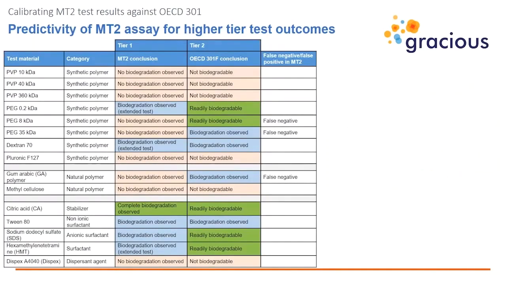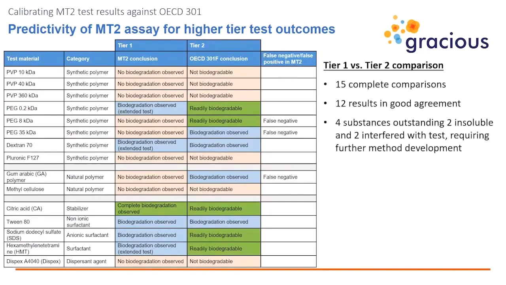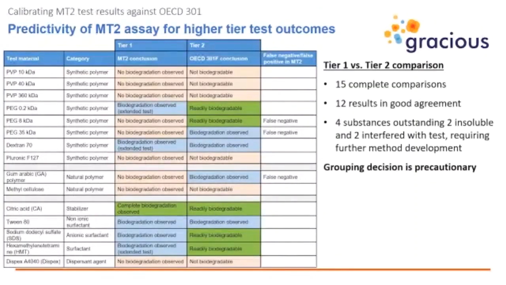So here is a summary of the results that we have so far, comparing between our tier 1 test in the left-hand column and our tier 2 test, which is the OECD test, in the right-hand column. To summarise, we have 15 complete comparisons to date, and 12 of these results are in good agreement. For 4 substances, we have outstanding data. 2 of these were insoluble, and so weren't suitable for the MT2 assay, and 2 interfered with the test, thus requiring further method development. However, of the data that we have so far, it does indicate that the MT2 assay does deliver a precautionary grouping decision successfully.